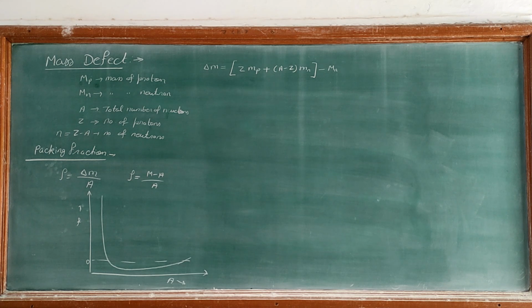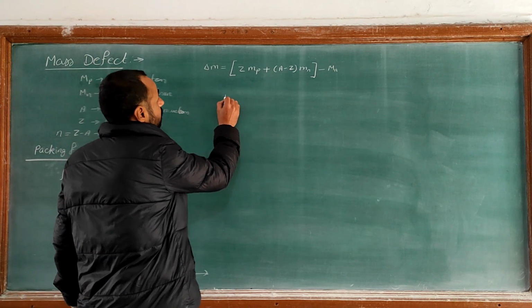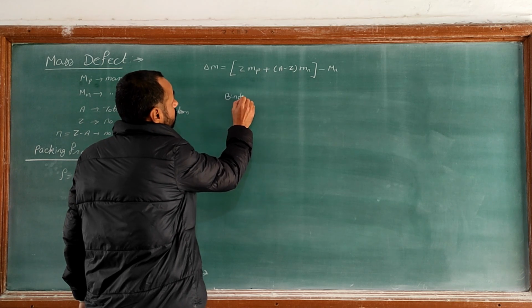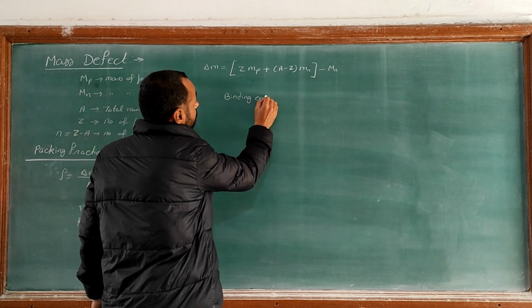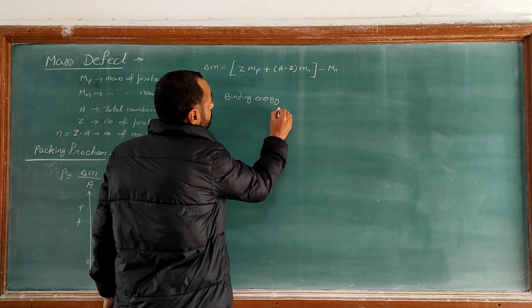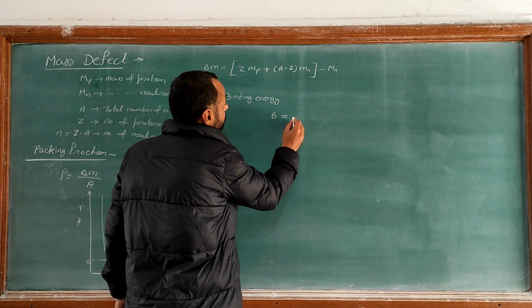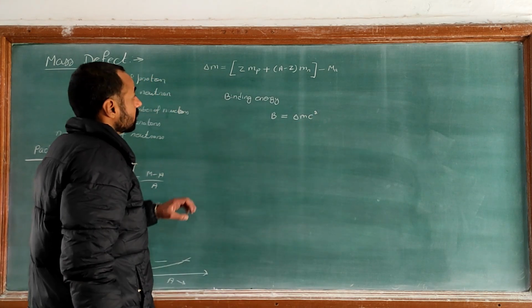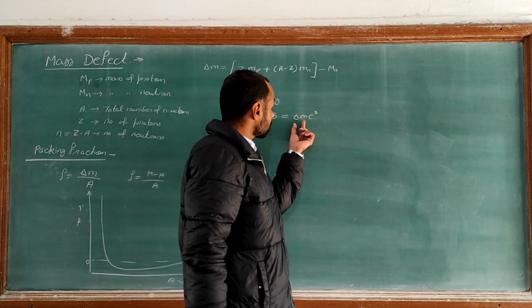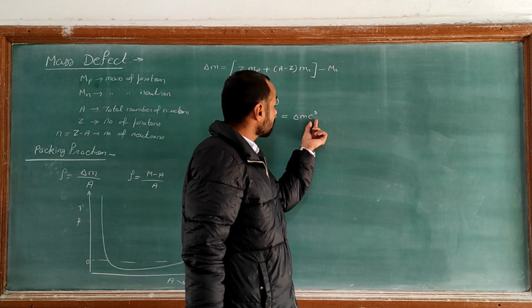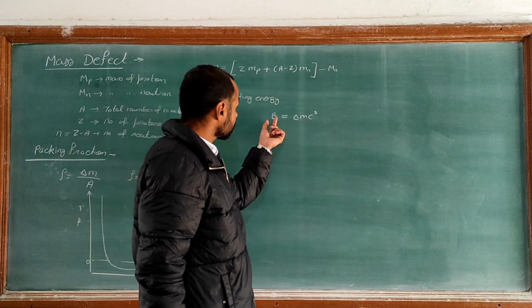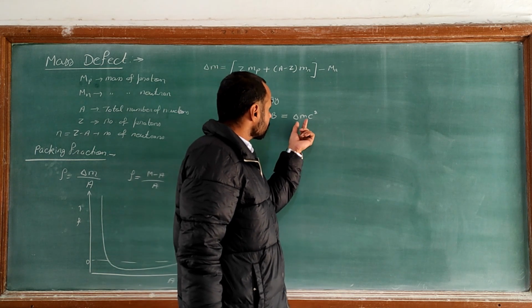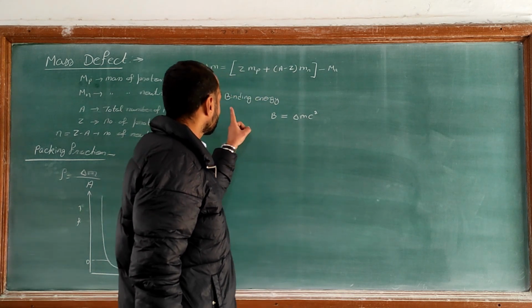Now we will look at the binding energy. Binding energy is the energy equivalent of the mass defect. We will represent it by capital B. So it is represented by B is equal to delta M into c squared. Delta M is the mass defect, and if we multiply mass with the square of the velocity of light, then it is equivalent to energy. So that is the energy equivalent of the mass defect, that is called the binding energy.